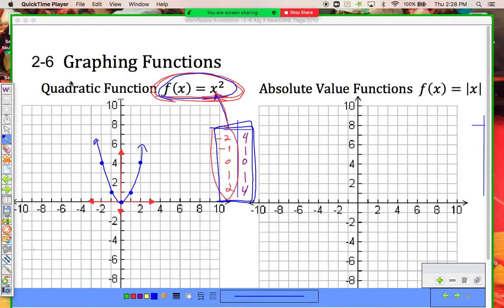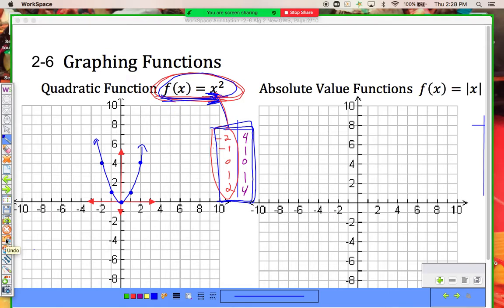All right, so I've picked five values. I substituted in the function, I got these, and I plotted the points, and I connected the dots. This is what all of our x squareds are going to look like. This is what we're going to start with. And then when I start adding more numbers in different places, it's going to change it, move it around to different places. So this is our first parent function, x squared.